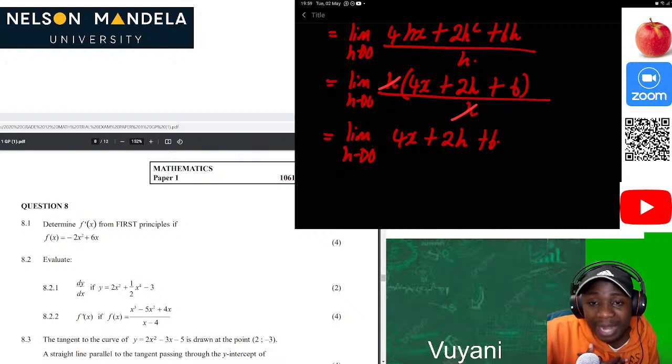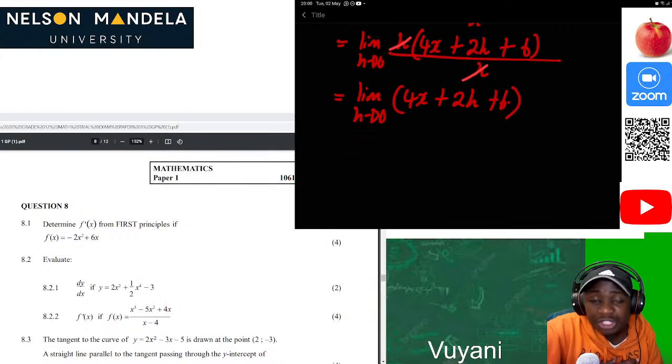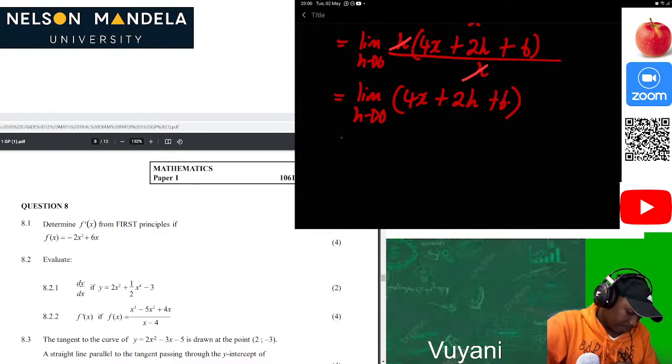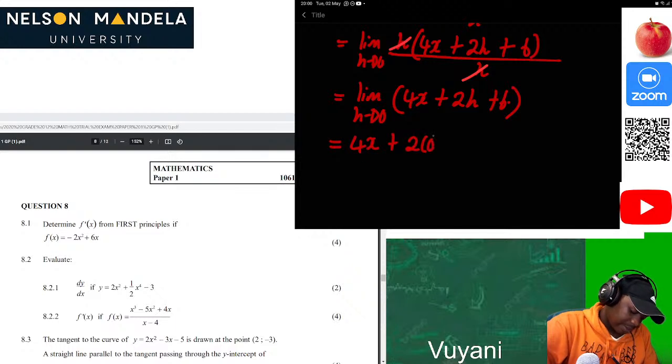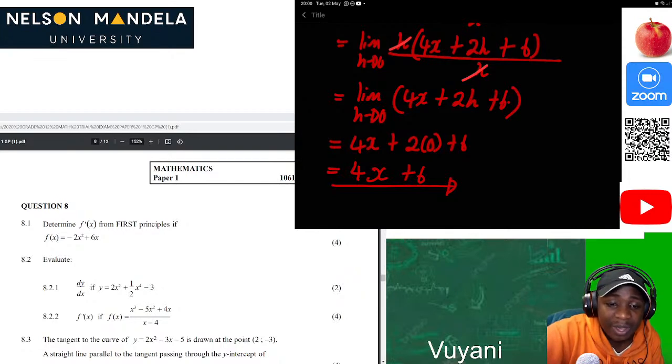Then now we apply the rules of the limit, where we see h, we replace h with 0. Then we now have 4x plus 2 times 0 plus 6, which is equal to 4x plus 6. Then you have your derivative. So this was quite easy.